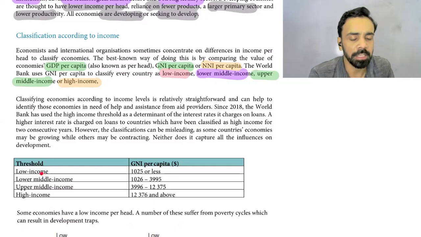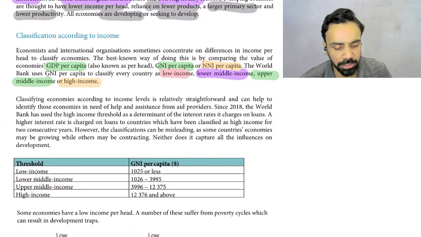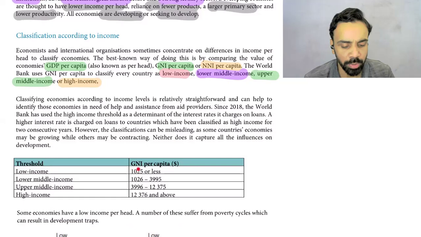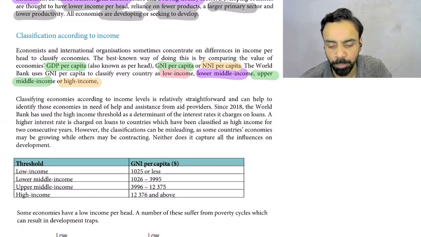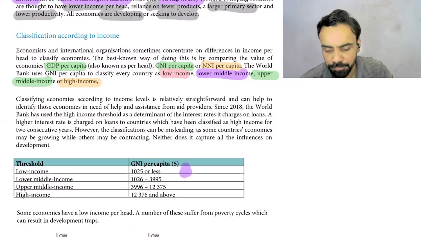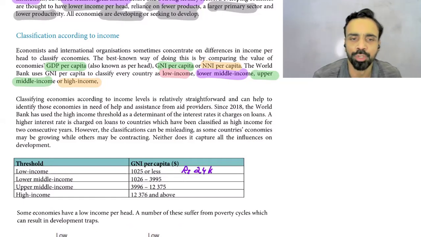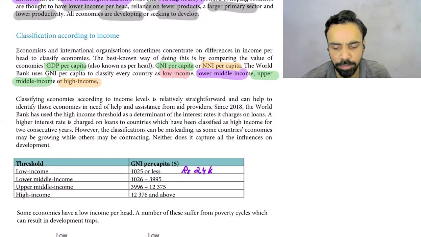So in Pakistan, low income economies are those that earn $1,025 per annum. In rupee terms, this is somewhere around, if every individual in your economy is earning somewhere around 24,000 rupees per month. I have converted it into rupees, right?